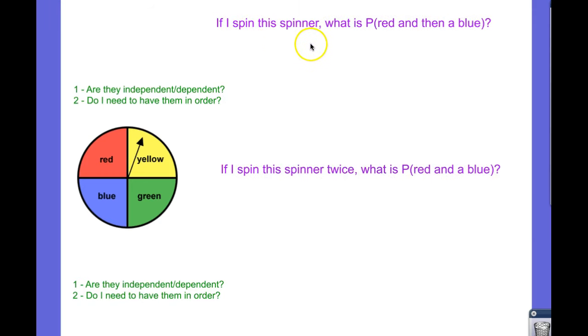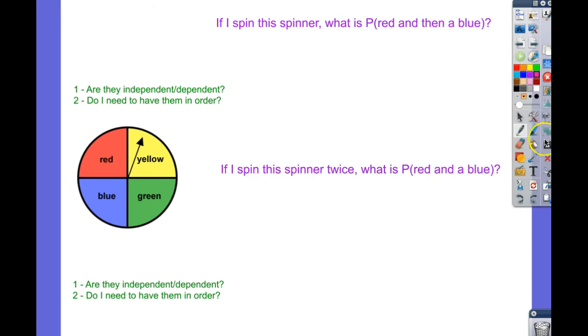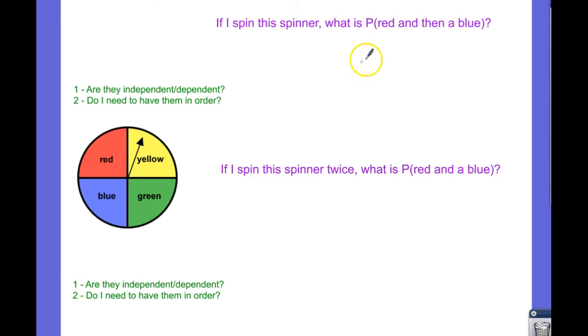So if I spin the spinner twice, what is the probability of getting a red and then a blue? You'll notice that I flip-flop these two questions. That's because using the multiplication rule is easier if you need them to happen in order, and I'll show you why. The multiplication rule just says that we're going to take the individual probability of each thing happening, and then multiply them together. So you have to remember how to multiply fractions, which is just numerator to numerator, denominator to denominator, so straight across.